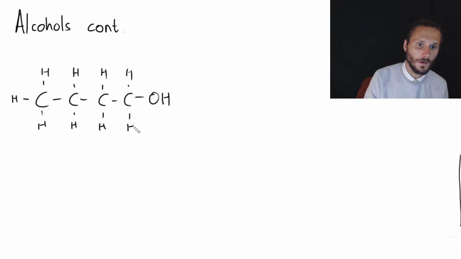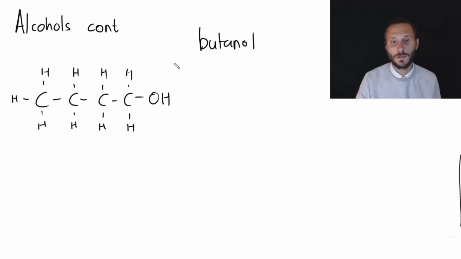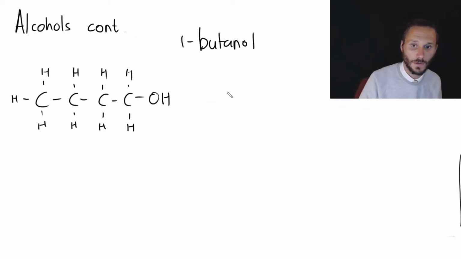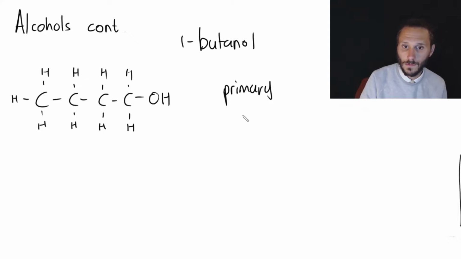And there we are. So I can see 4 carbons. I can see the hydroxyl group. So this is going to be called butanol. But don't forget, we need to show where that hydroxyl group is. It's on the first carbon. So this would be 1-butanol. Now this is also called a primary alcohol, and I'm going to explain that in a second.